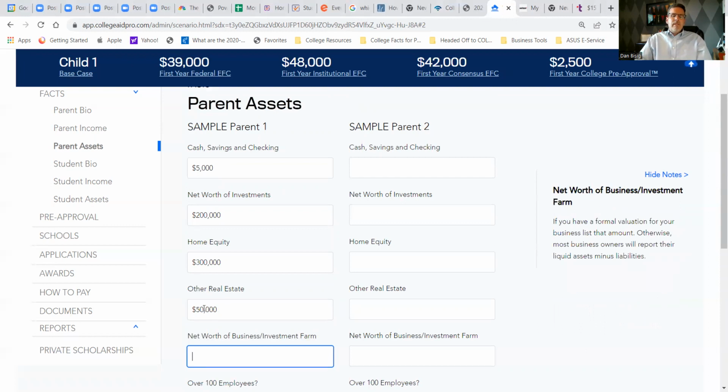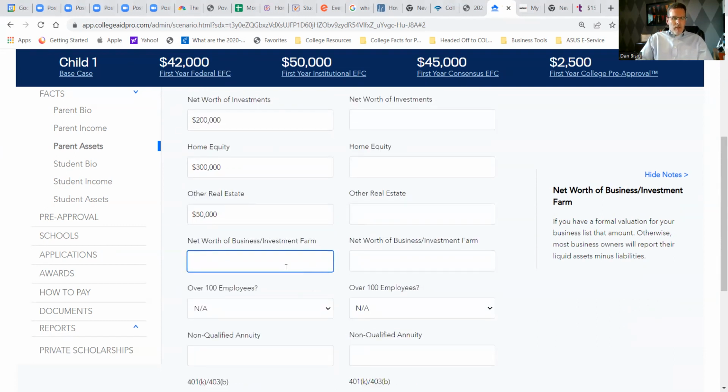Again, it's going to impact all three of these because that is considered investment property. And you can see how that increased your numbers up top. Now, let's just remember something. These three expected family contribution amounts up top are a per year amount. So if you're going to a school that only uses the FAFSA to calculate financial aid, the Free Application for Federal Student Aid, then they're expecting you to pay $42,000 per year. If it's just an institutional or consensus school, then it's going to be a differing amount depending upon how they consider your assets and your income.